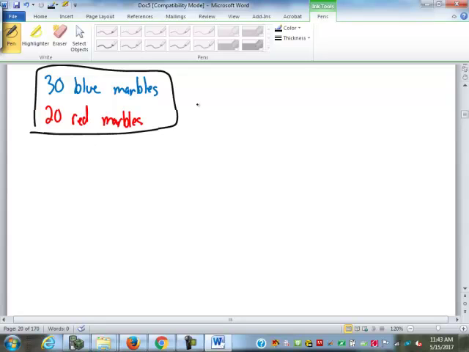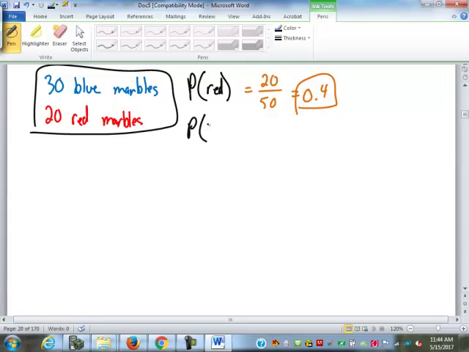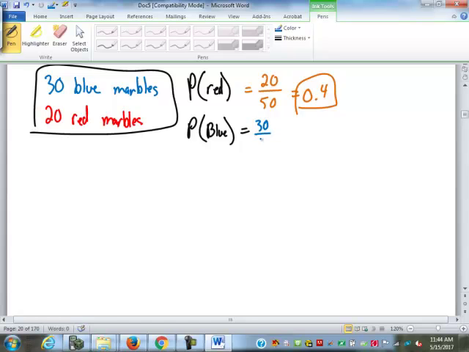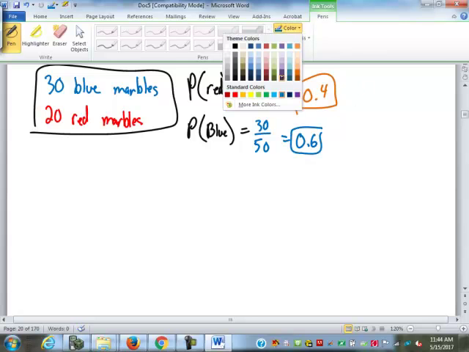So let's say we look in that and ask ourselves, what is the probability of reaching in and drawing out a red marble? Well, in that box, there are 20 red marbles out of 50 total marbles. So that's a probability of 0.4. You could turn it into a percent and say 40% if you wish. Or you could ask, what's the probability of reaching into that box and pulling out a blue marble? Well, again, there is 30 blue marbles in the box out of 50 total. That would be a probability of 0.6, or 60%.